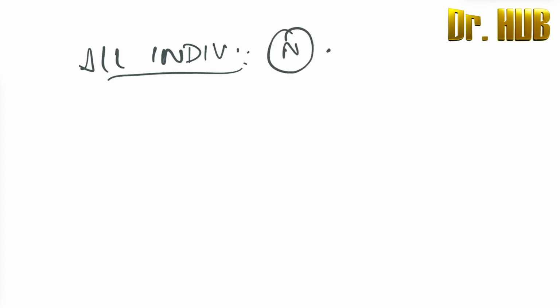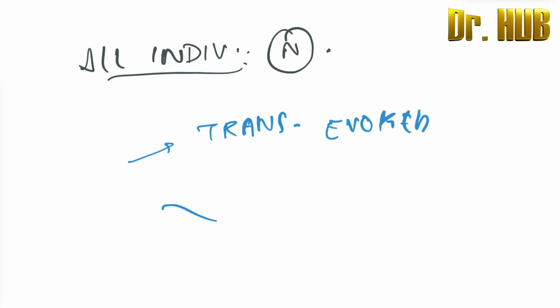The two subtypes are the transient evoked and the distortion product.